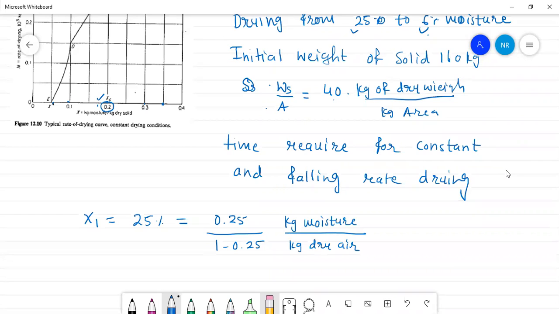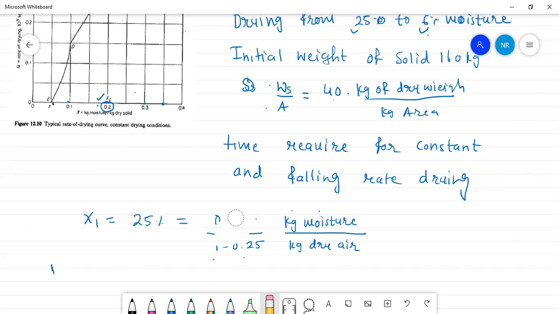So in total we have 1, dry air having 1. In the dry air we have 25% moisture. So 25% means the kg of moisture divided by how much dry air there is. So the total 1 will be 1 minus 0.25, which means dry air.